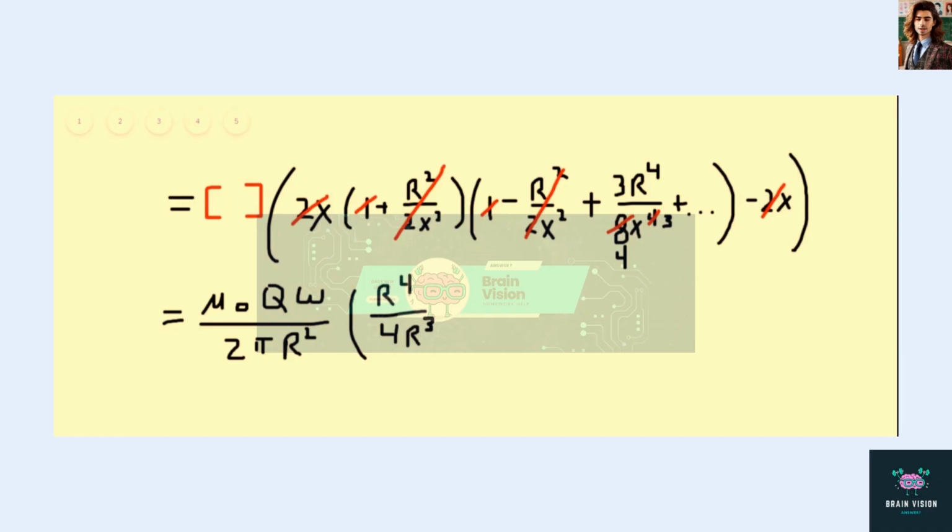Okay, so further simplifying just a little bit, what we end up with here is we have mu naught times q times omega divided by 2 pi. So that r squared cancels with the r to the fourth on the top. So you end up with r squared on top. Oh, and I made a little typo here. I wrote r to the third. This should actually be x to the third. So that's r squared divided by 4x to the third.